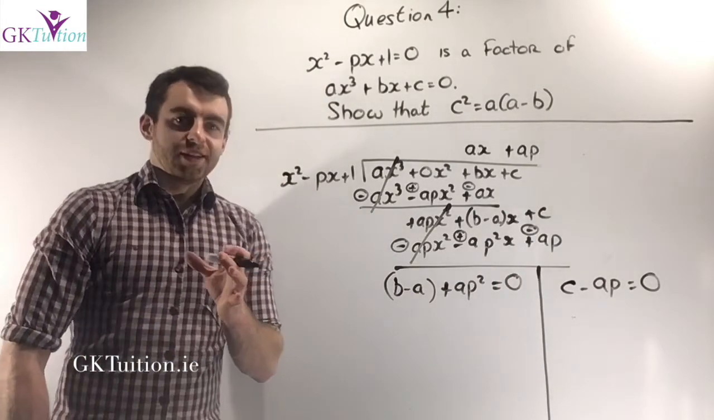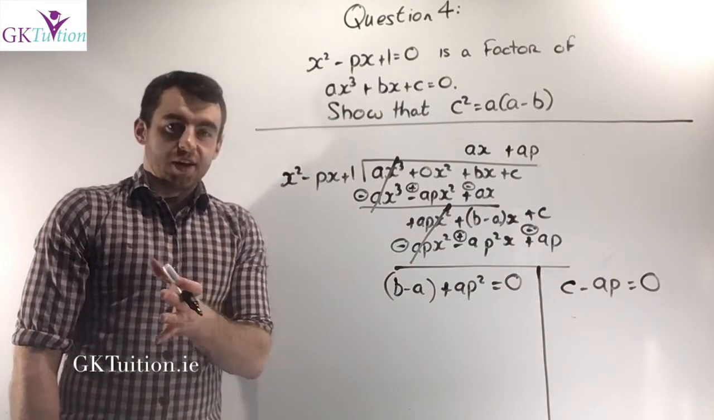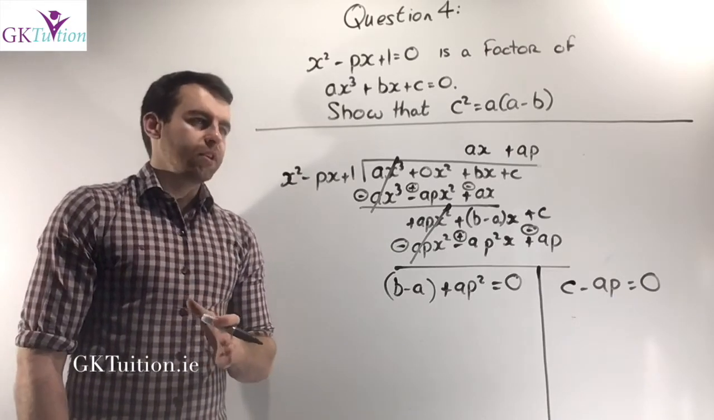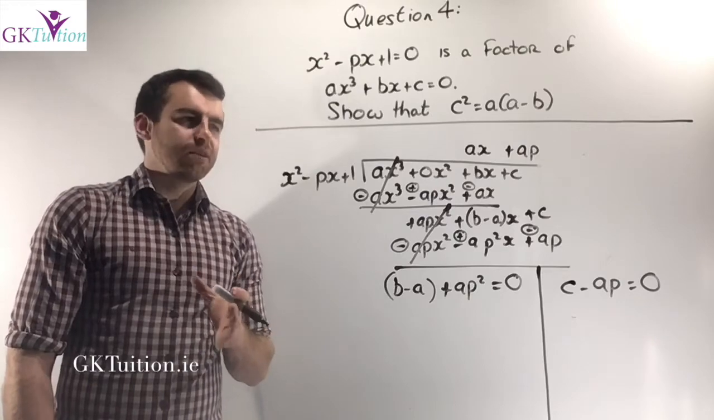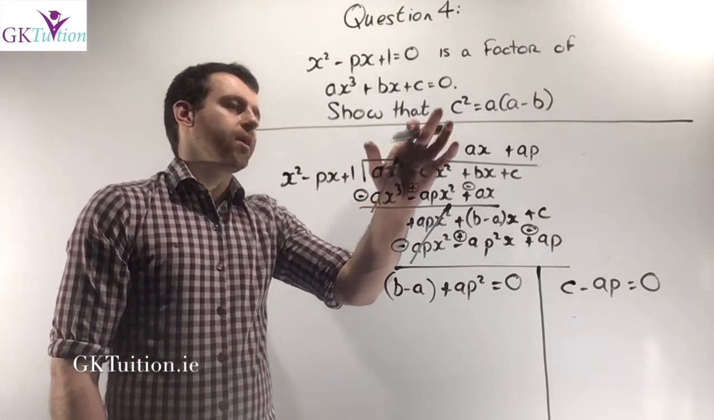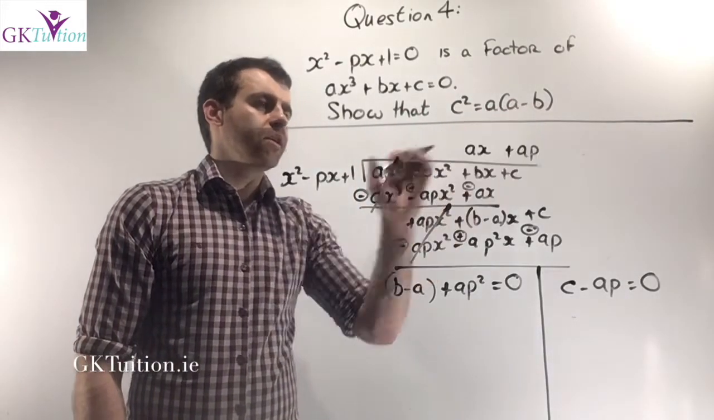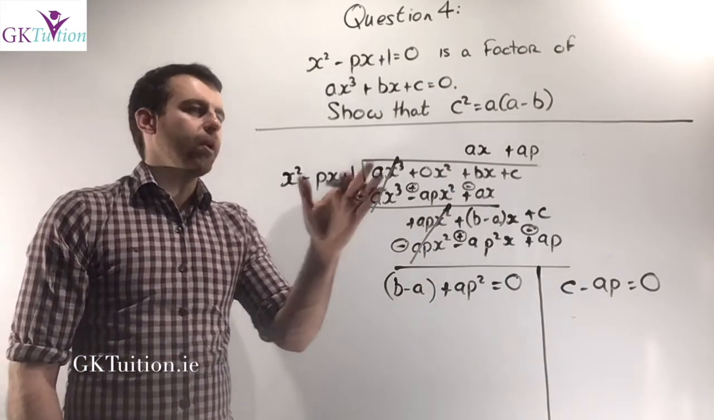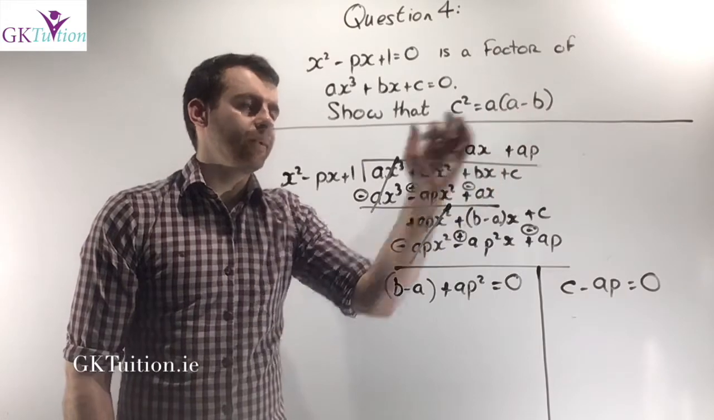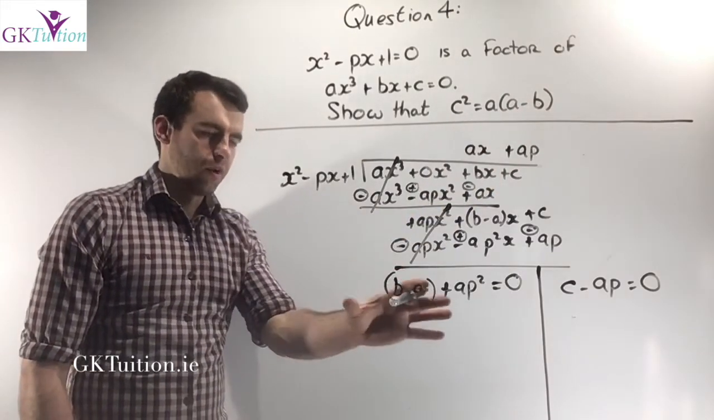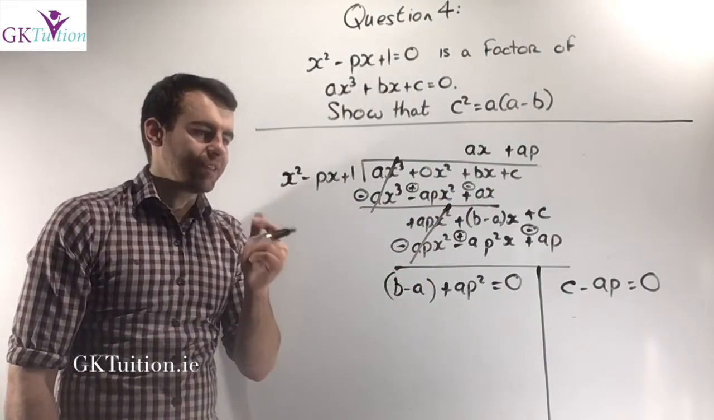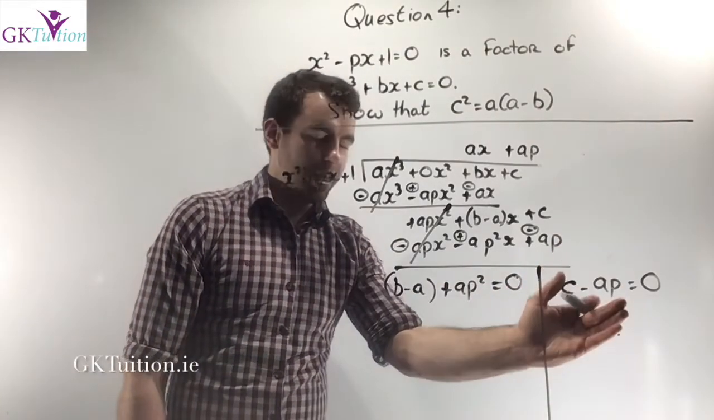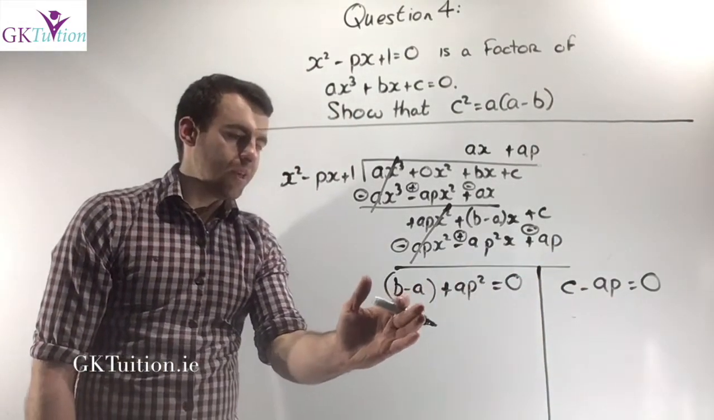However, this one, and this is the way that it's likely to come up, is far more difficult. The reason this is far more difficult is because what I've been asked to prove is that c squared is equal to a times a minus b. If you look at what we've been asked to prove, that equation has c's, a's, and b's in it. Neither of my remainders have only c's, a's, and b's. This one has a c and an a and a p. This one has an a and a b and a p.